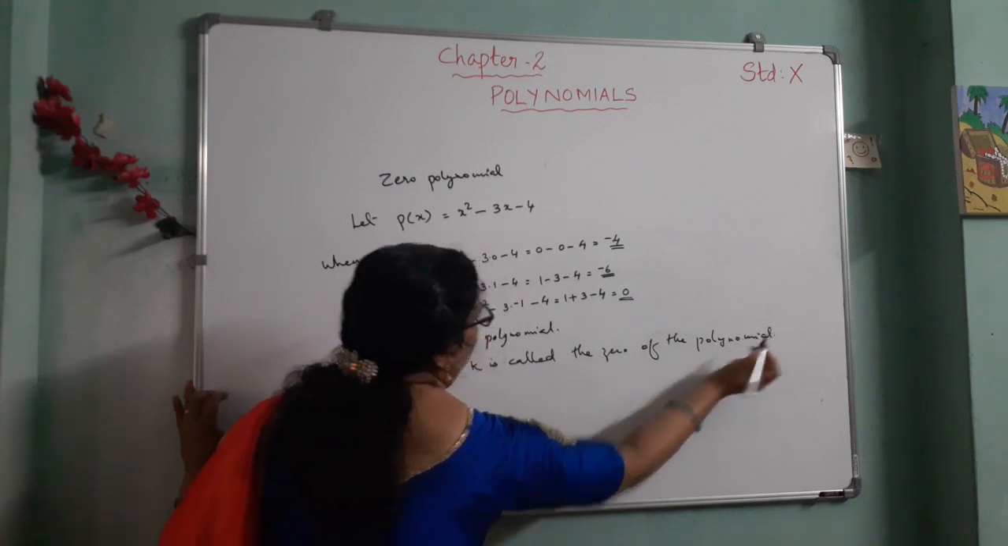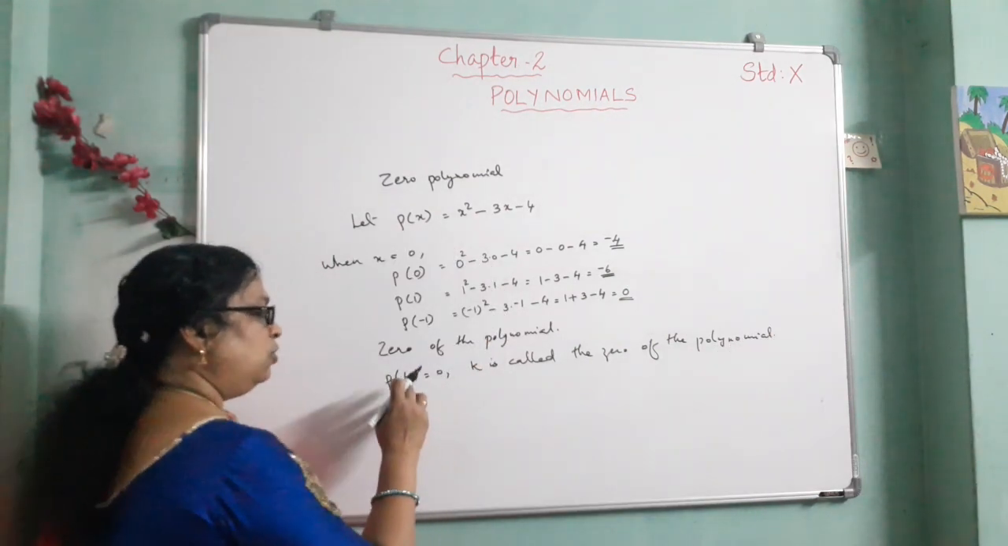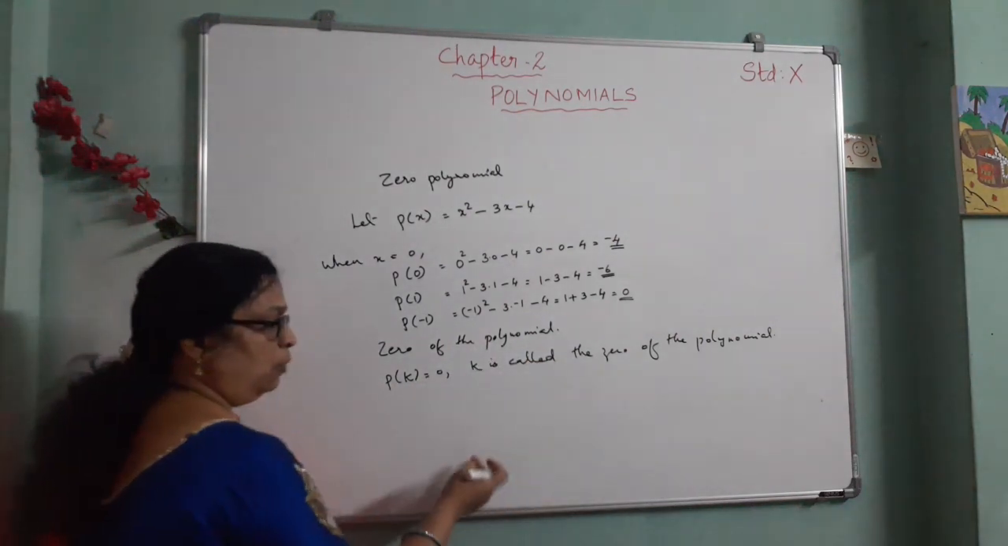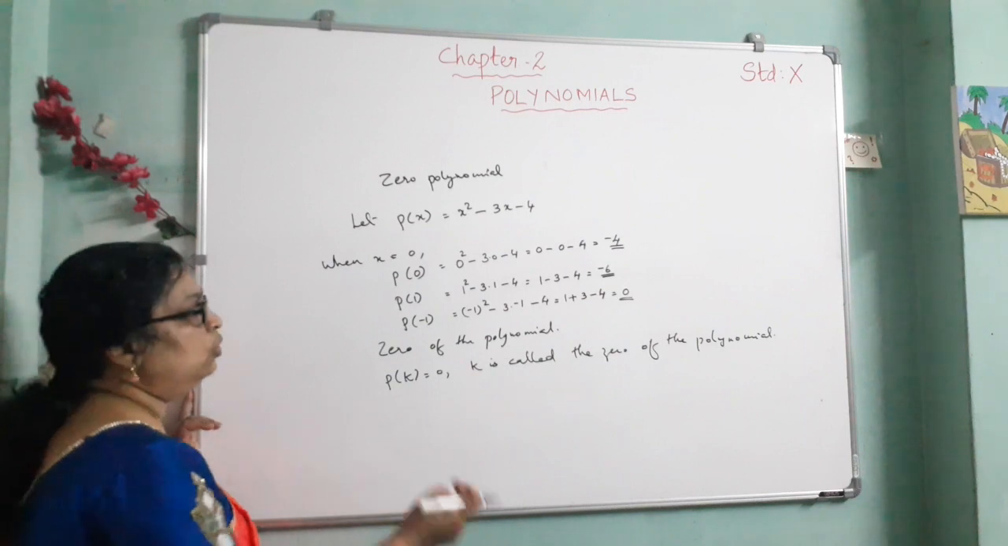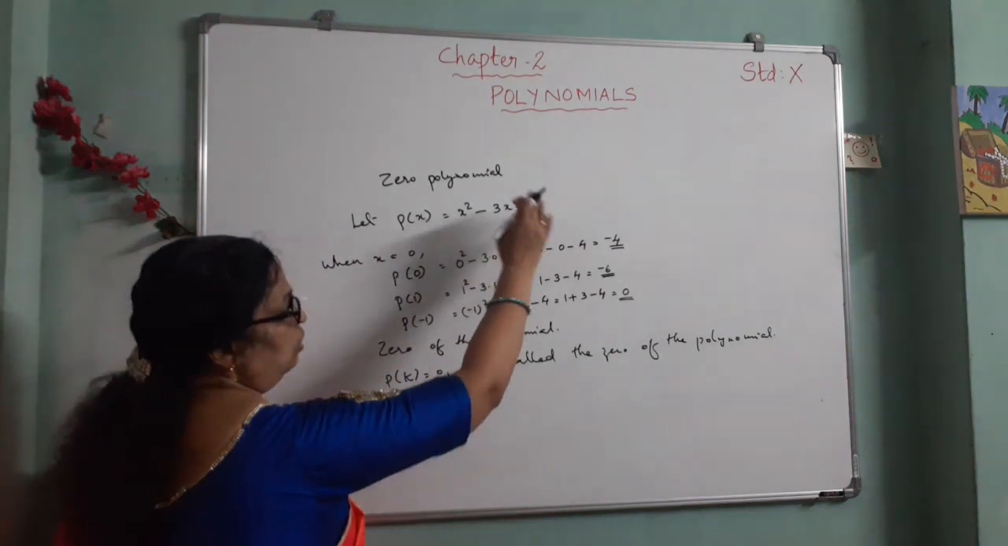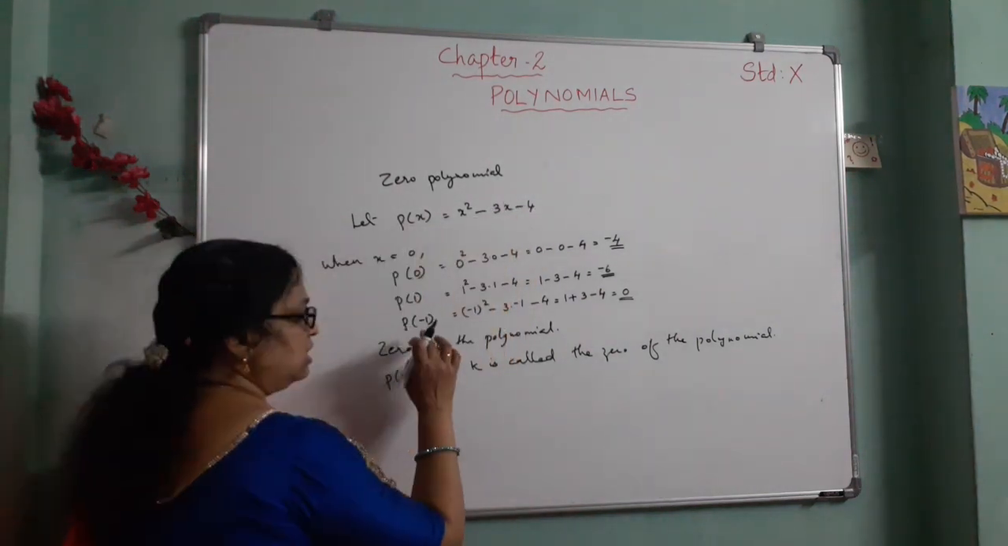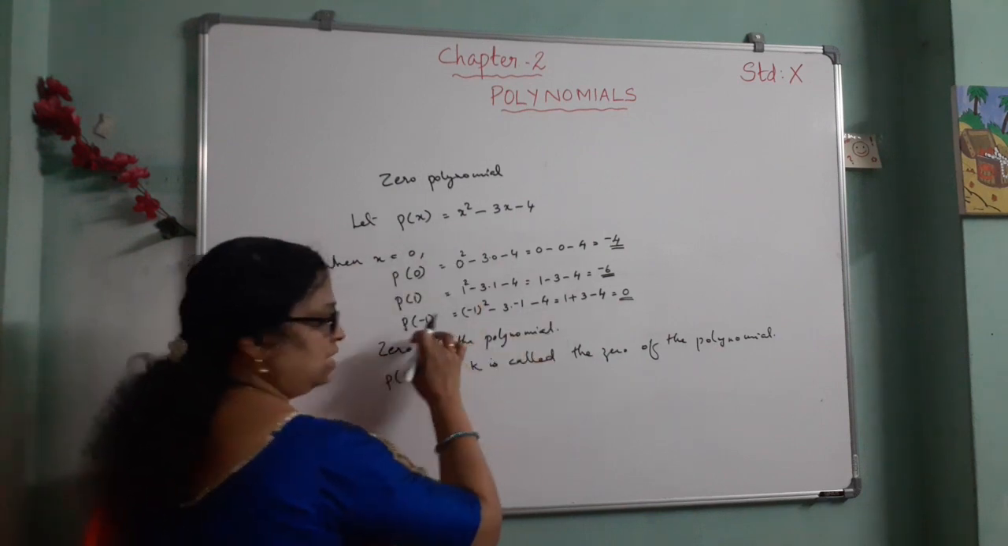0 of the polynomial. If P of k equal to 0, k is the 0 of the polynomial. If k is the 0 of the polynomial, we can write P of k equal to 0. So here P of x equal to x square minus 3x minus 4. 0 of this polynomial is minus 1.